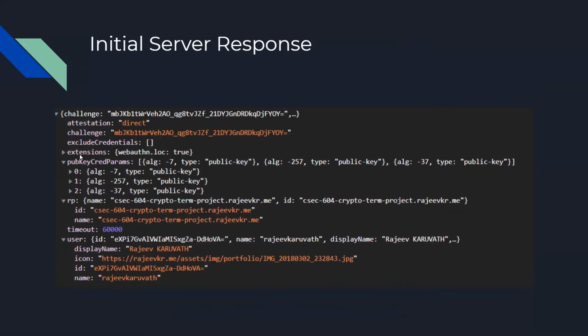So let's look at some of the parameters here. The two main things that we need to focus on are the challenge and the supported public key algorithm. Here, if you see, it supports algorithms -7, -257, -37. These are basically IANA naming conventions for public key algorithms. -7 means ECDSA with SHA-256, that is, elliptic curve cryptography digital signature algorithm with SHA-256 hashing.